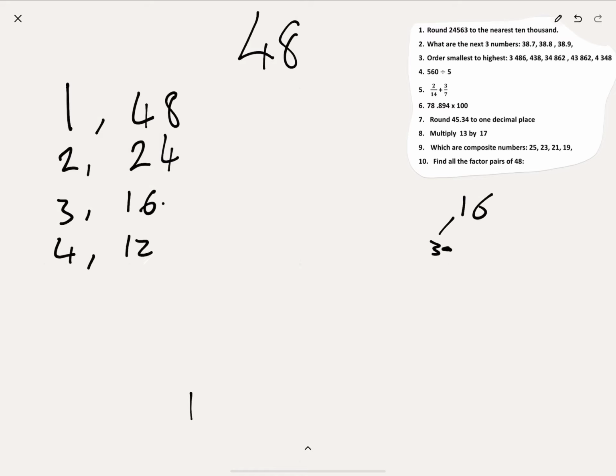5 doesn't, 6. Yeah, it does. 8. 8 times 6. Just have to check that one again. I should know that one, shouldn't I? 6 times 6 is 36, 42, 48, yeah, that's fine. I'd rather get it right than look stupid. 6 times 8, 7 doesn't, and 8 does, but obviously we've already got it, so we reached the tipping point.